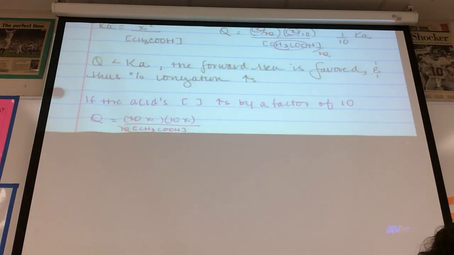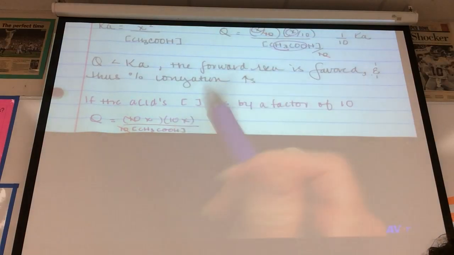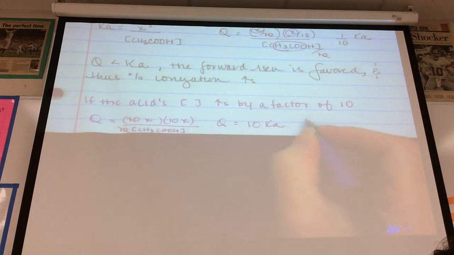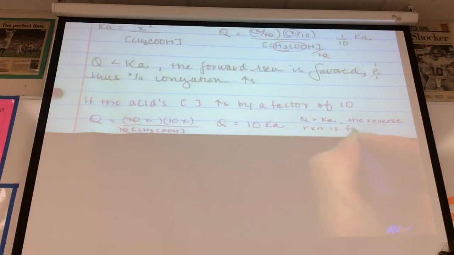Dr. K, does it do the same thing if you increase or decrease the concentration of the base? So now you have Q is equal to 10 times Ka. So now what's greater? Q is greater than Ka, so the reverse reaction is favored, and thus percent ionization does what? There you go.